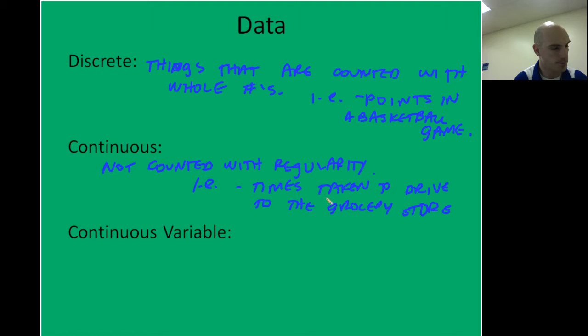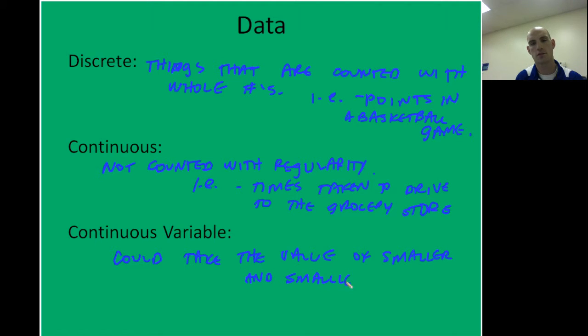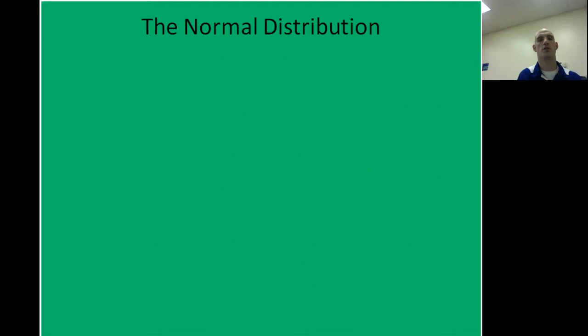A continuous variable is a variable that's based on measuring smaller and smaller units. So a continuous variable could take the value of smaller and smaller units. Okay, so time would be a continuous variable. Okay, and so those are the kind of things that we're talking about when we're talking about general data.